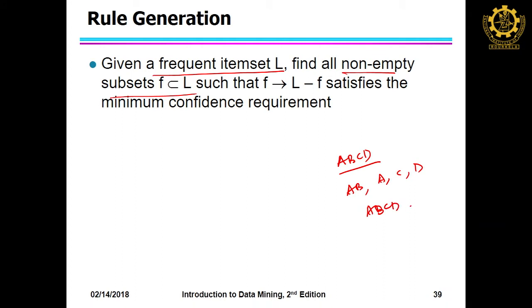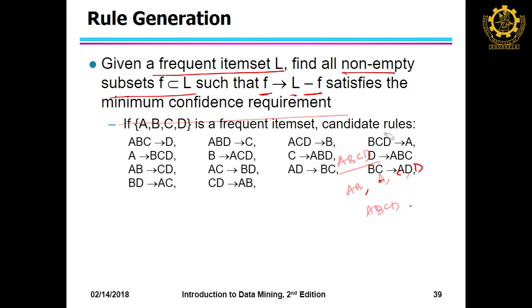Now, what do you do? The rule will be like that: the subset implies the total frequent item set, minus, by set subtraction, the left side item set. And then we check that it satisfies the minimum confidence requirement, let us say the minimum confidence should be more than 50. So, you can see one example here. Let us say this is a frequent item set A, B, C, D. Then you generate all the subsets.